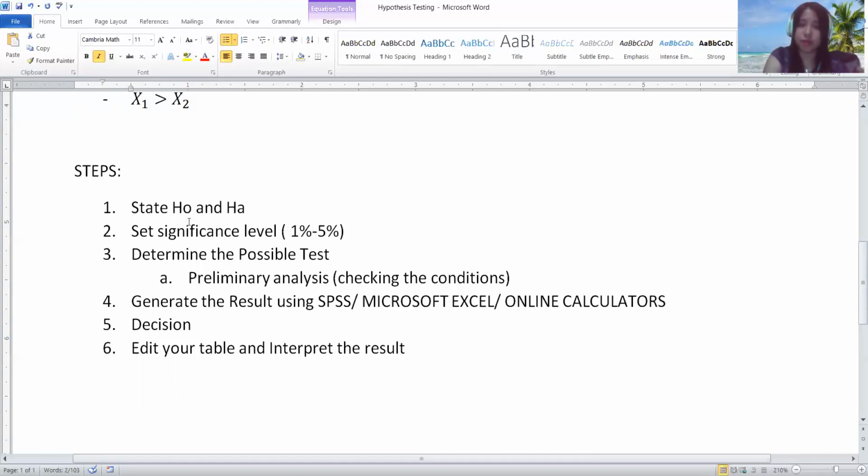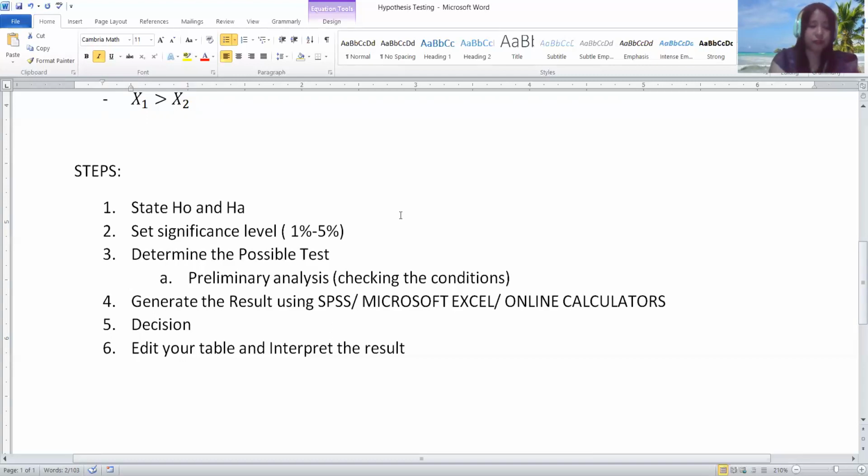And then third, we will determine the possible test. In determining the possible test, we will check the conditions first. So we have preliminary analysis, like the nature of the data, the normality of the data, and all other conditions that we need to consider. And then number 4, after determining the possible tests that we're going to use, we will consider using Microsoft Excel and online calculators, or you can also use SPSS if you have one.